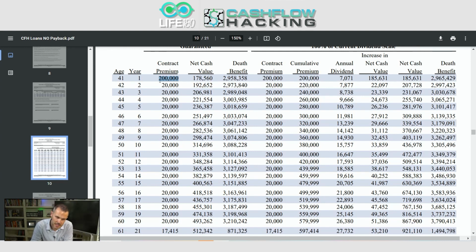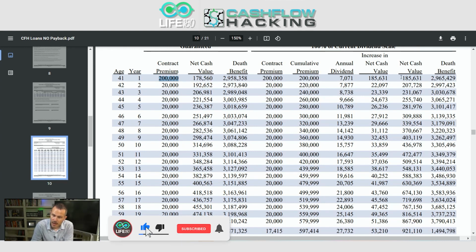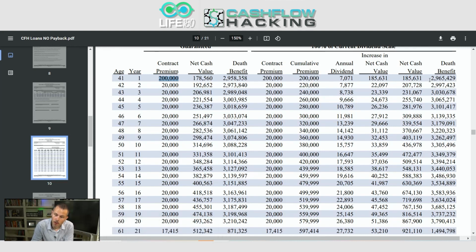So you can see $200,000 goes in year 1, $185,000 in net cash value that you could borrow against or get a cash value line of credit against, and almost $3 million in death benefit. So that's pretty sweet. Now the $20,000 annual premium.